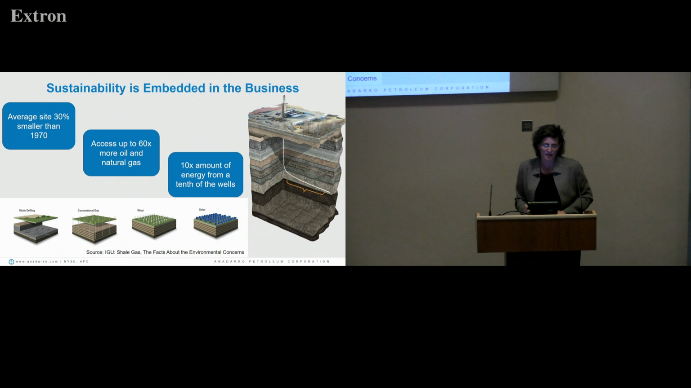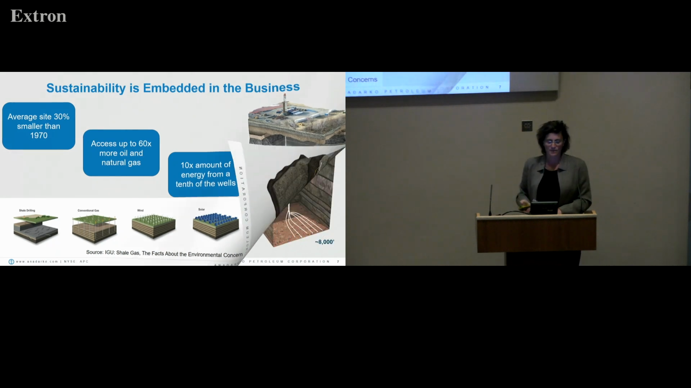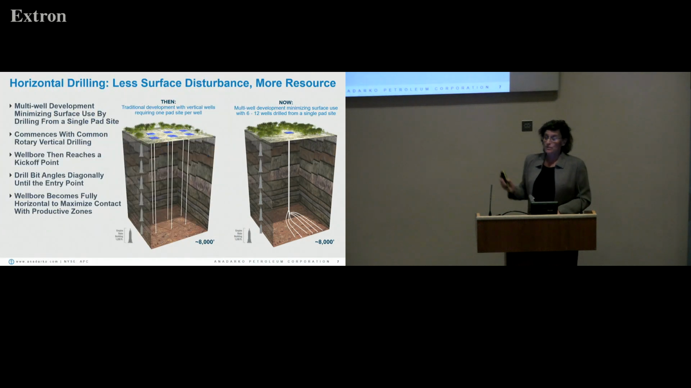We're getting 60 times more oil and gas and 10 times the amount of energy from a tenth of the wells. So this diagram down here, one of our federal agencies puts it together, just showing the surface footprint of shale versus conventional versus wind versus solar for the same amount of energy. We also talked to our communities about this is what we used to look like, 6 individual pads. Now we've centralized them, and you get down to the kick point, and that's where you start going out. So you go down 8,000 feet in a common location, and then you kick out from there.